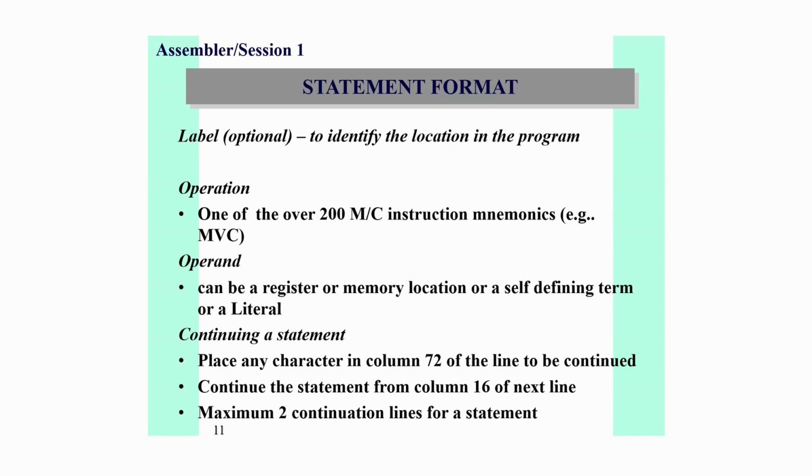How to continue an assembler statement? You have to place any character in column 72 of the line to be continued. Continue the statement from column 16 of the next line. And maximum 2 continuation lines for a statement. There is an exception to this. There is something called a macro. There you can have many lines of statements, that we'll see later.